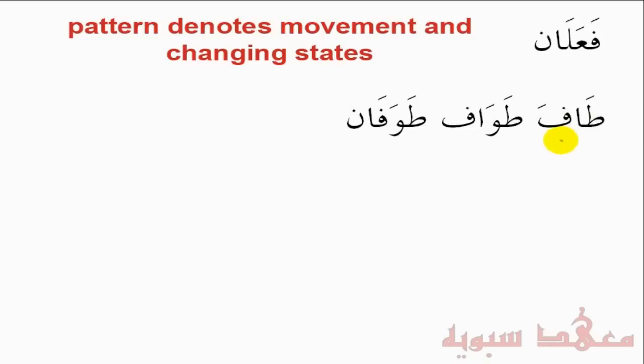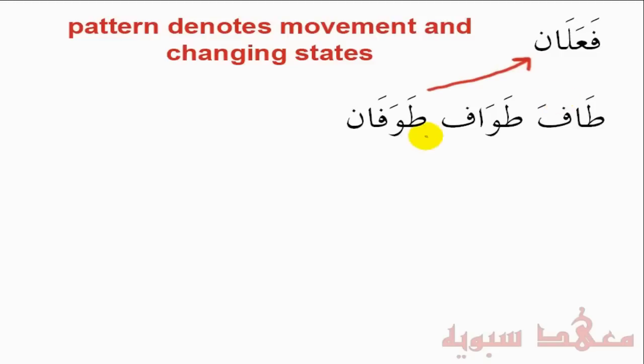So for example, we have the verb tafa, which means he circumambulated the Kaaba. He made tawaf around the Kaaba. Now, here we have two masdars. The first one is tawaf, which means circumambulation. And we also have another masdar, which also means circumambulation, which is tawafan, on the wazn fa'alan.